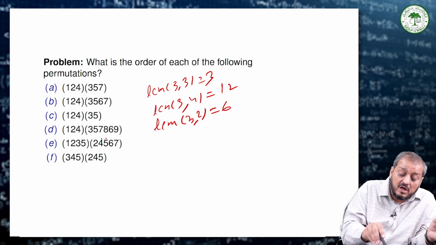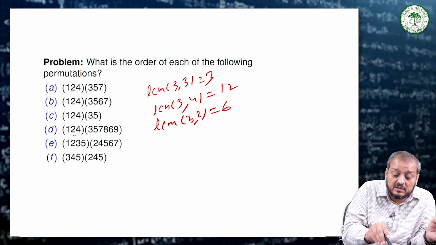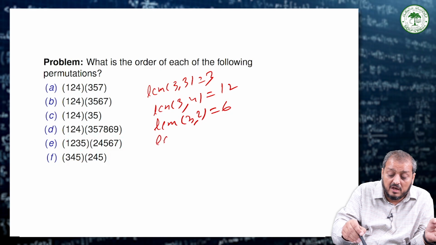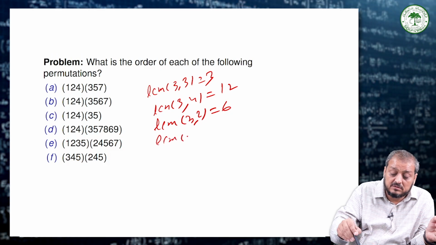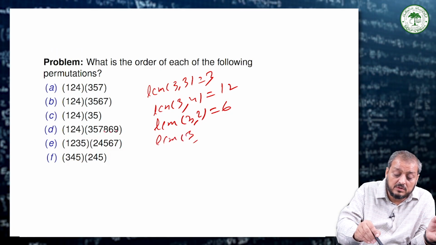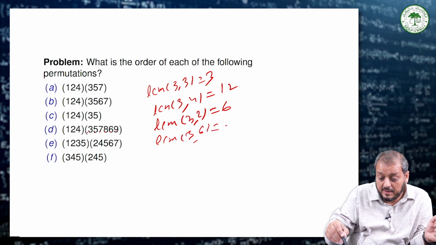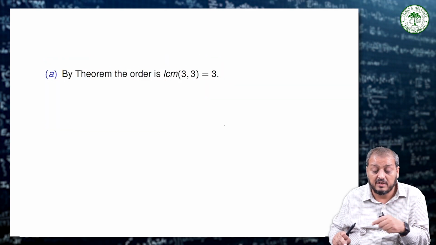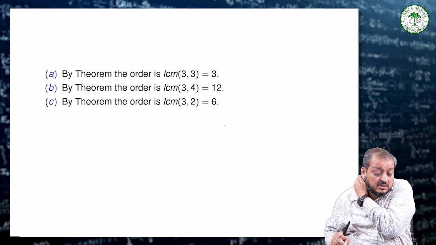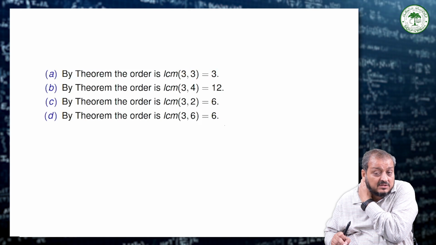Now this is again a disjoint product, so we take the LCM of 3, 1 2 3 4 5 6, which gives 6. Similarly, we write 3, 12, 6, and then again 6.